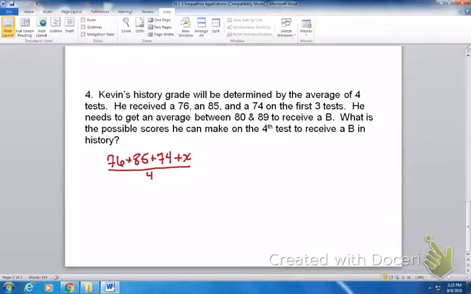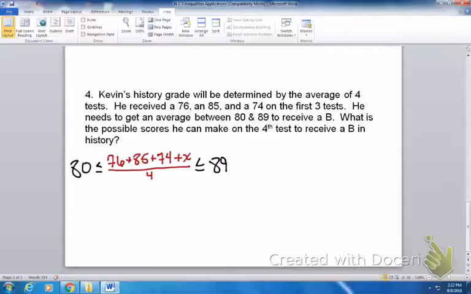Now, that's not all we have to do here. I need it to be between 2 values. The lowest value I want it to be is 80, and it can be exactly 80, so I'm going to put less than or equal to 80. The highest to get a B would be 89, but it can also be an 89, so it's also equal to. Now we just need to solve.